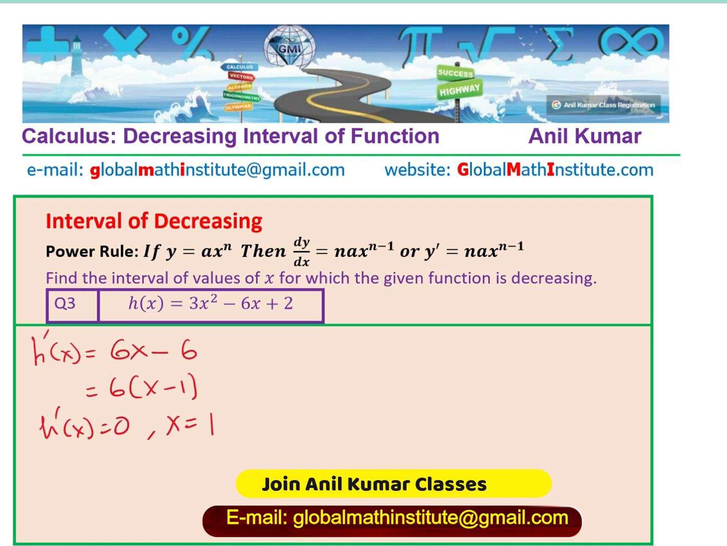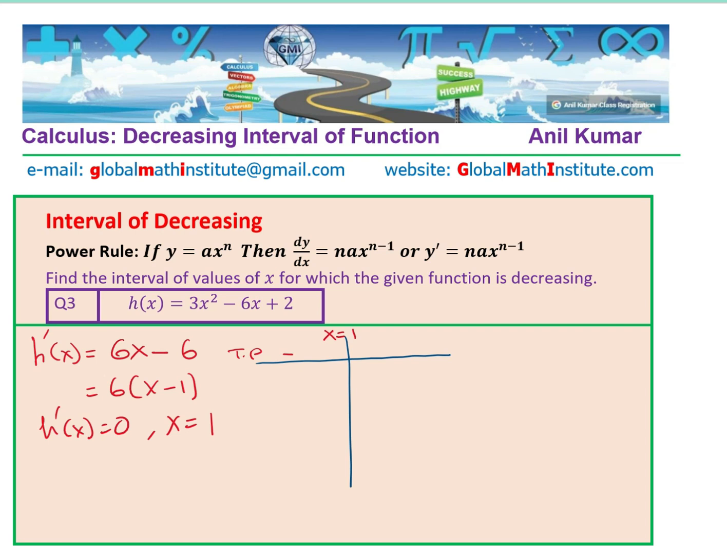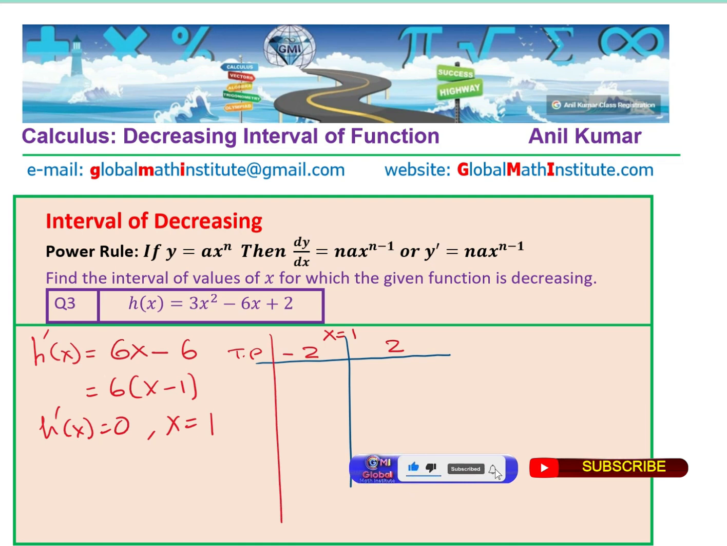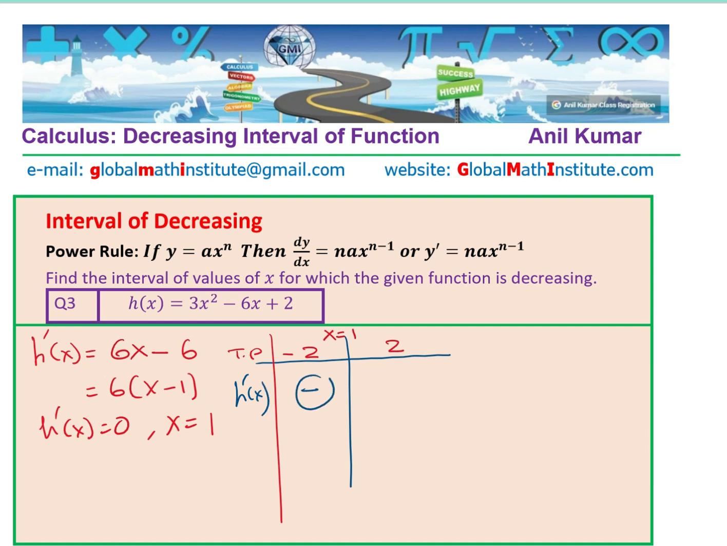Let us test. On both sides of x equals 1, what do we get? If x is equal to 1, our test points could be, let's say, minus 2 and 2, right? Okay. The derivative to be tested is 6 times x minus 1, right? So h prime of x is 6 times x minus 1. If I substitute a negative value, I get a negative result. If I substitute 2 here, I get a positive result. Important is just to see the sign, not the value, correct?